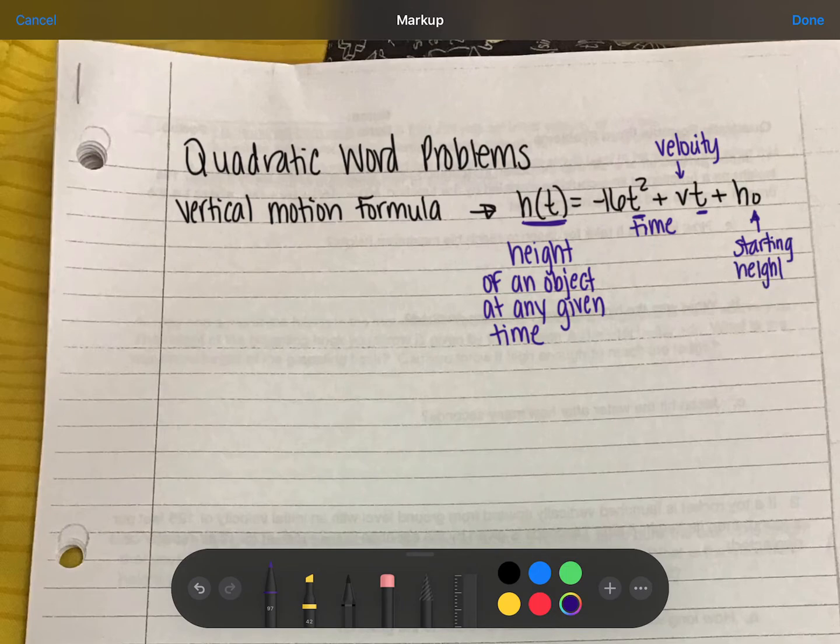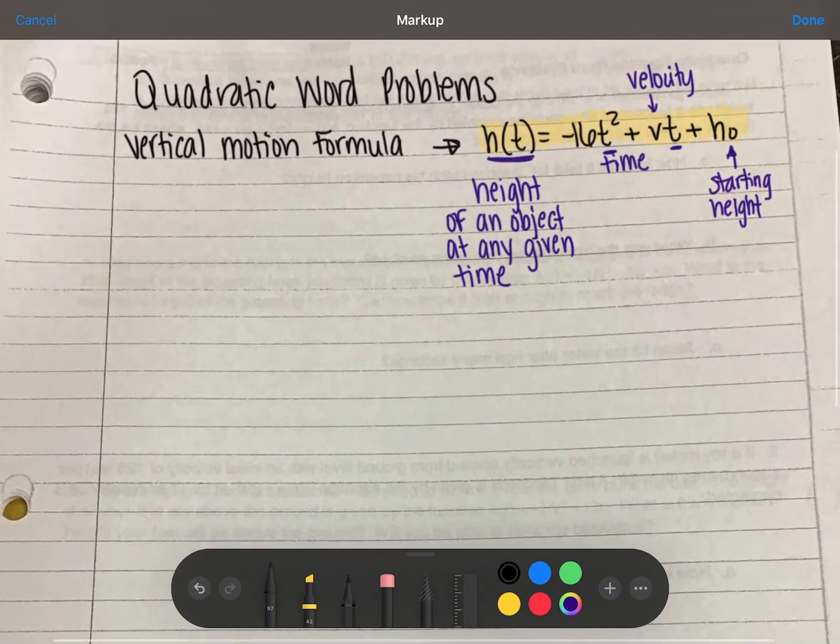Sometimes our objects start at the ground, sometimes our objects start in the air off of a cliff or a diving board or out of a window. But the negative 16 is always there. That has something to do with our gravity, I think. But this is the vertical motion formula. This is what we will be given, and then we'd have to either factor this or find the vertex. Those are basically the only two things we will do with this equation. We're either going to factor it or use the formula to find the vertex, which is negative b over 2a, and then go back and plug in.